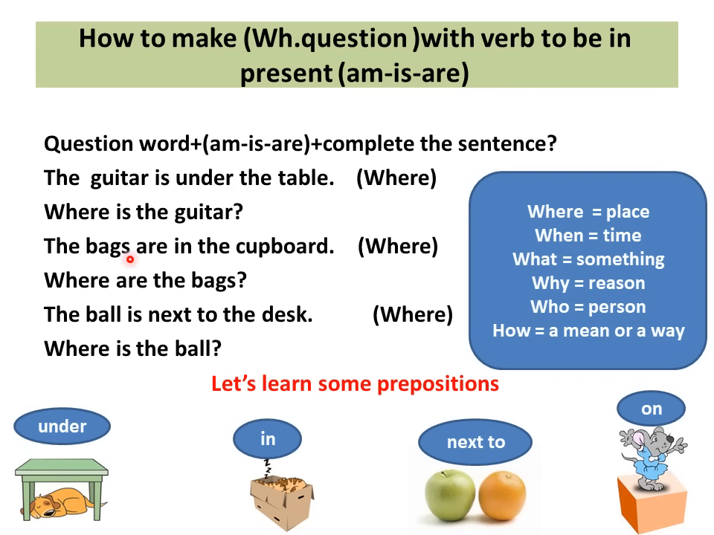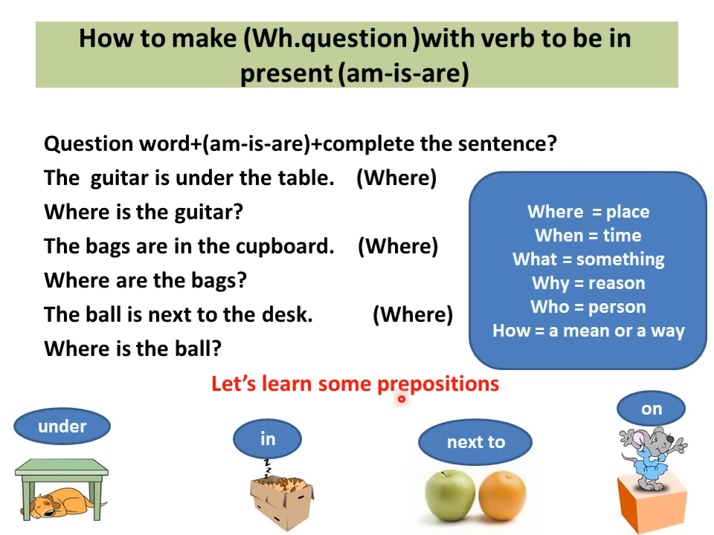Another example. The bags are in the cupboard. Where? And they have what? Are. Where are the bags? They are in the cupboard. The ball is next to the desk. Where is the ball? So again, the part that we are asking about, we don't repeat it in the question.